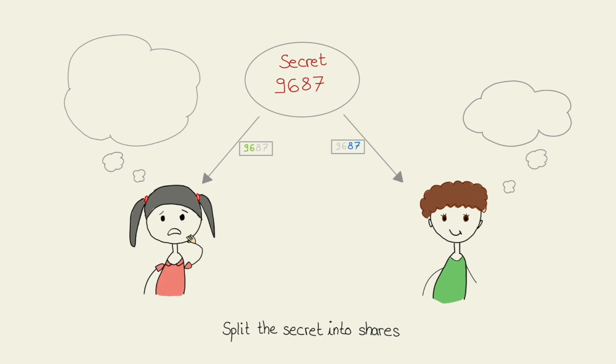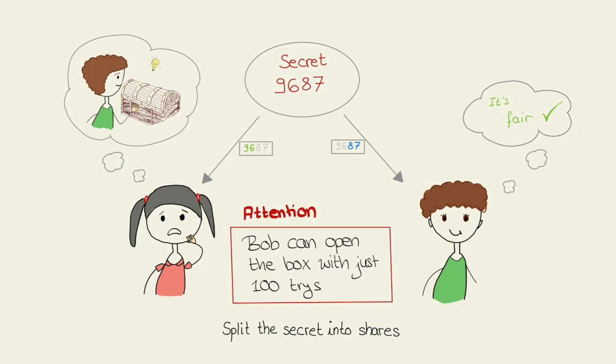Bob looks happy because he understood that this scheme is fair. He has as much information about the secret as Alice has. But why does Alice look unhappy? If one party knows already 2 digits of the 4-digit long secret, then the code can be easily figured out by just trying all the 100 possibilities for the missing 2 digits.